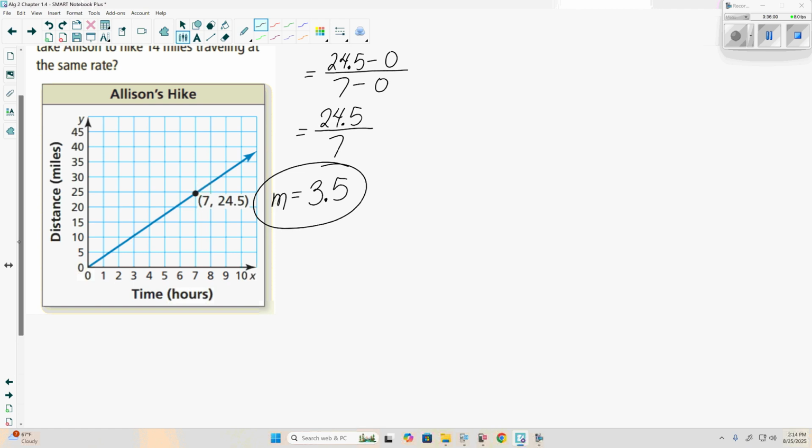So for us here, we're saying for every hour, or for every 1 hour, she travels how far? 3.5 miles. Because for every hour, she's traveling 3.5 miles. Questions on this here? So did we interpret the slope?